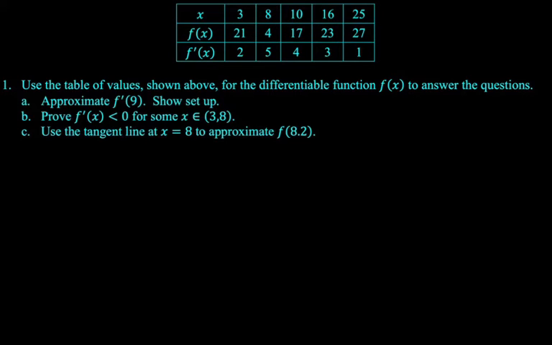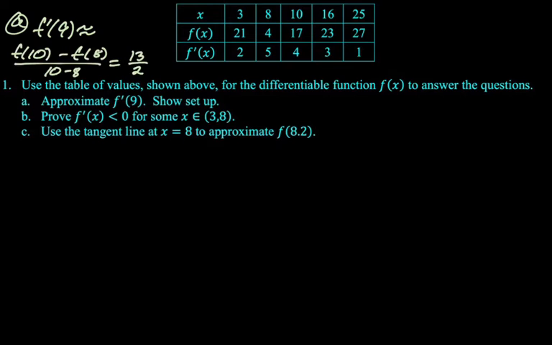All right, f prime of 9 is approximately. The approximately equal to sign really matters. Don't write equals there. You look at the table and you look for where 9 would fall. So it's going to be between 8 and 10. So I'll use the slope of the secant between 8 and 10. So f of 10 minus f of 8 over 10 minus 8, which is 17 minus 4 is 13 over 2. 13 over 2.